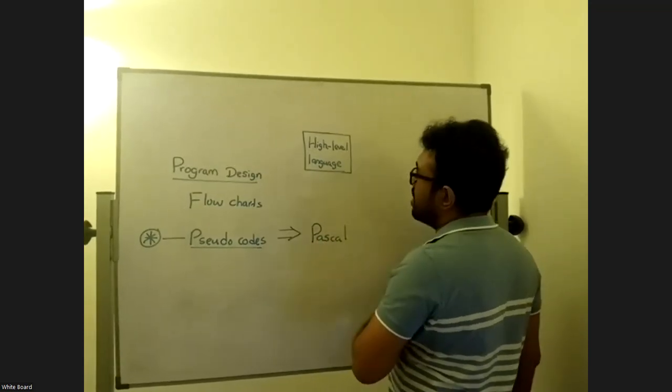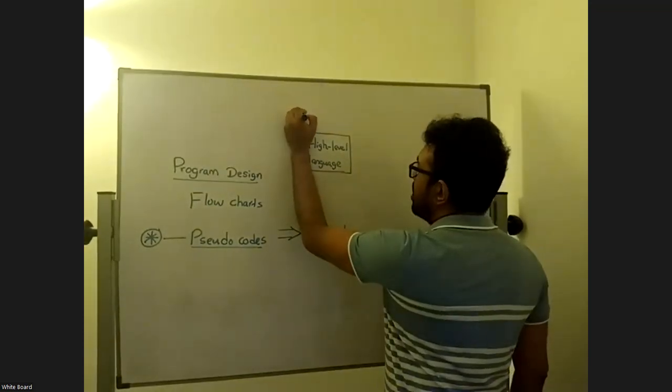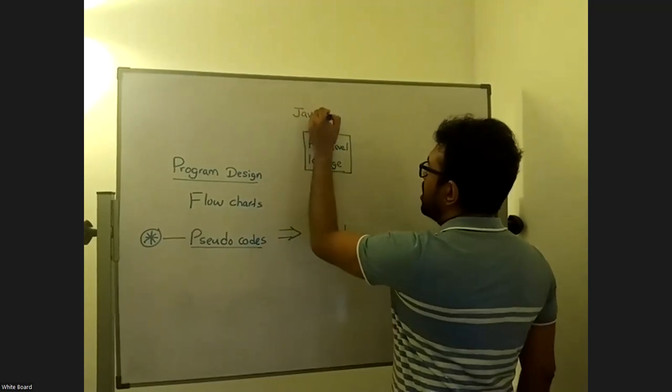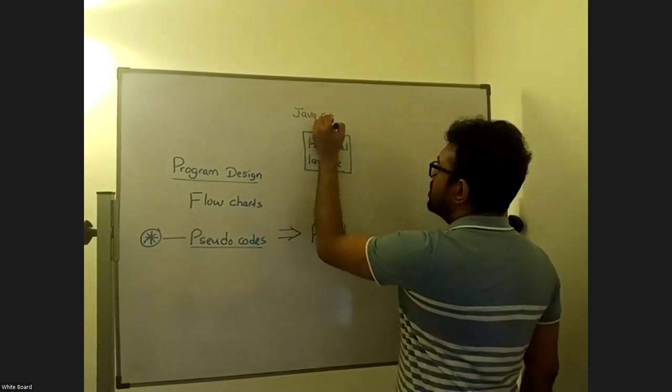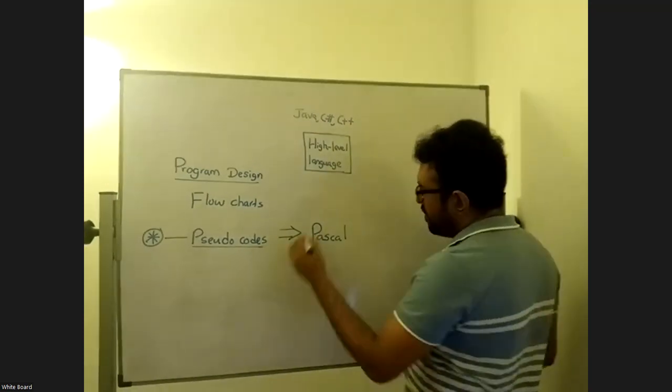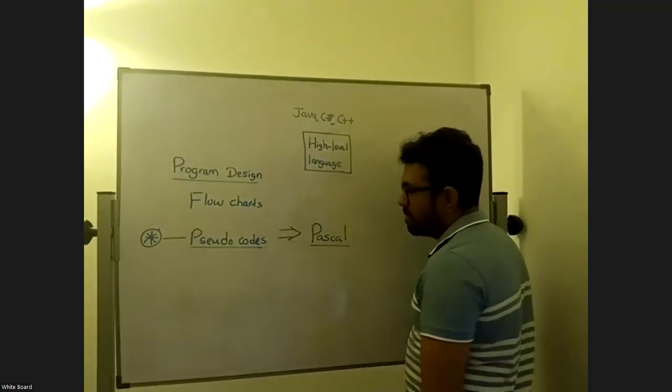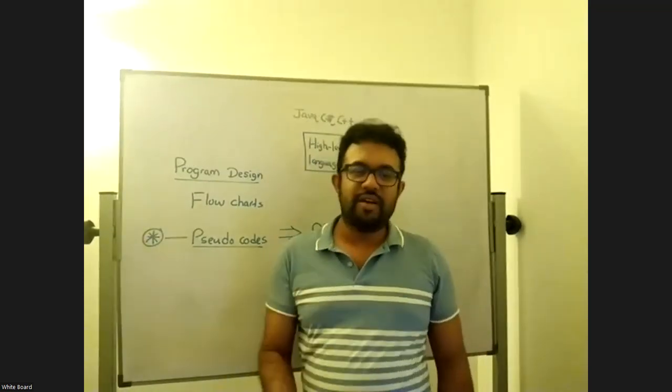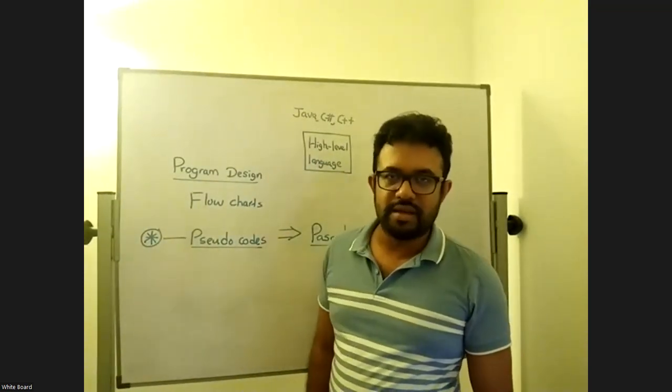And there are other examples like what? Java, C Sharp, C++. There are other languages, but what we select is Pascal because it is very easy. One of the easiest languages to code and run and compile.